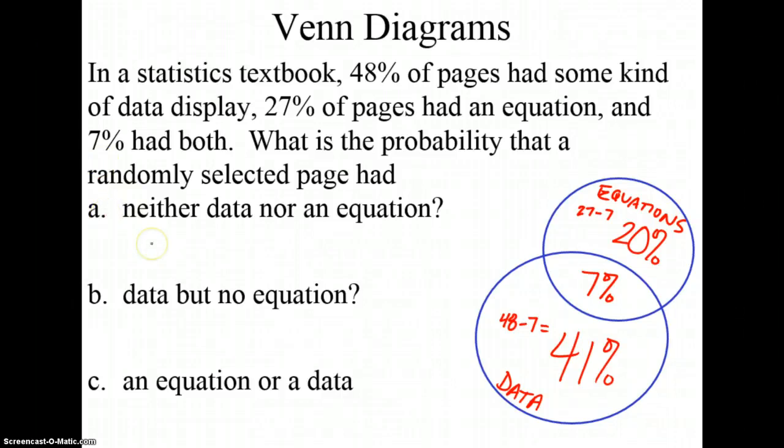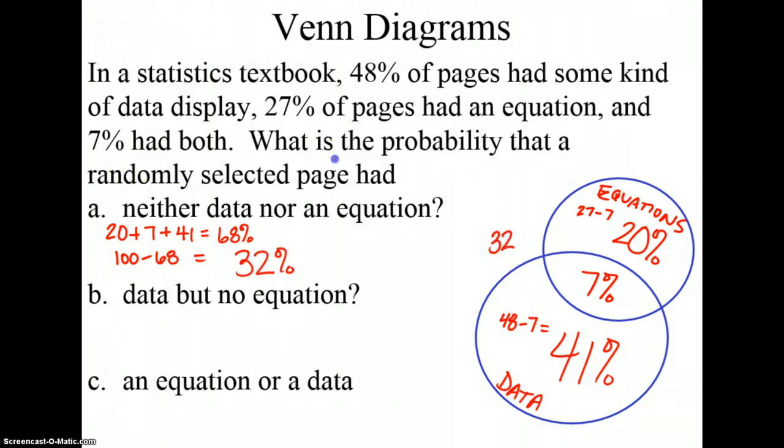So what is the probability that a randomly selected page had neither data nor an equation? So that's not the circles. So what falls outside the circles? Well, first we'll figure out what falls inside the circles. So 20% is equations only, 7% is both, 41% is data only, for a total of 68%. So the circles consist of 68% total without any overlapping. So outside that is 100% minus 68%, which is 32% falls outside here.